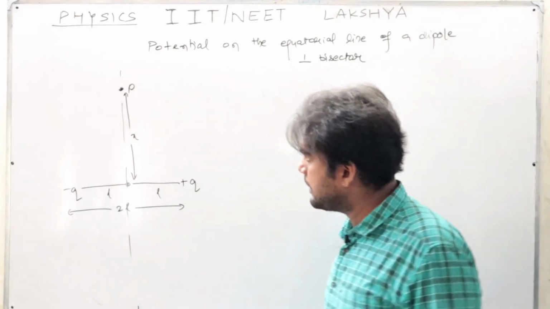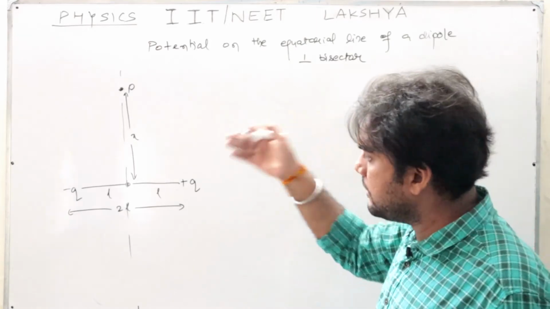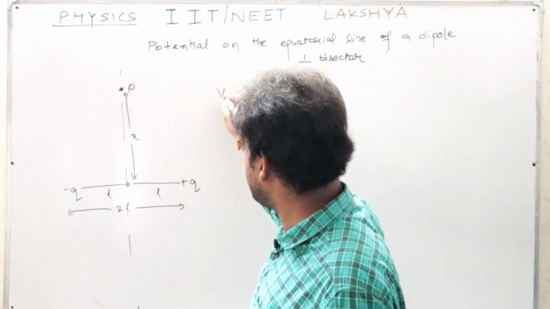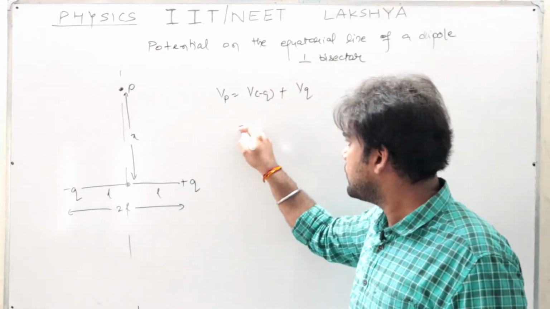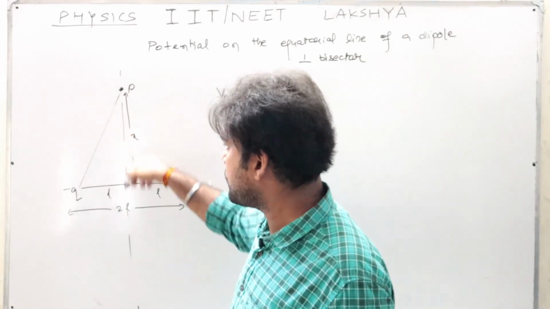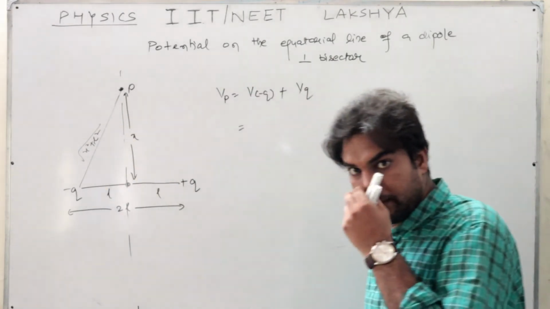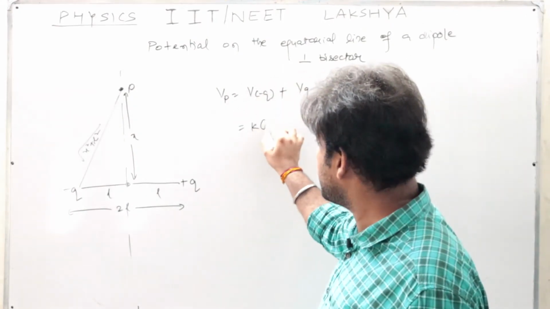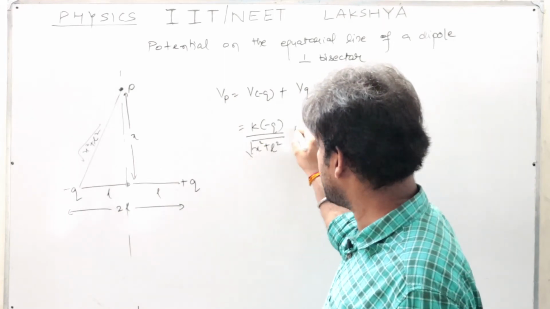So how to find it? Again two charges are there. Potential is a scalar quantity, so I am going to add the individual potentials to get the final potential. So potential at P will be potential due to charge minus q plus potential due to charge plus q. For the potential due to charge minus q, you need to calculate this distance. This is obviously x, this is L, so this becomes under root x square plus L square. What is the formula due to a point charge? Kq by r. So it is k into minus q by r, where r is under root of x square plus L square.